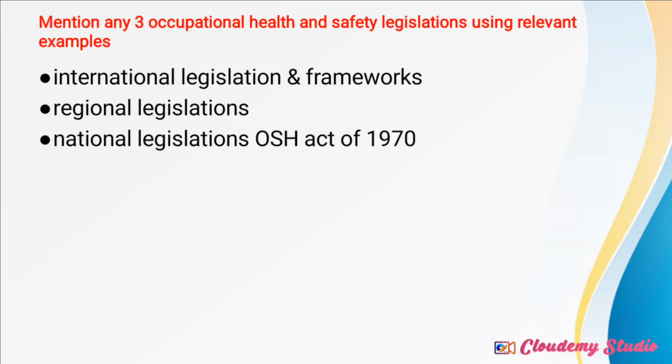mention any 3 occupational legislations using relevant examples. This was part of the research I gave. We have international legislation frameworks, called ILOs. We have the regional legislations, where we are talking of the European Union. Then you have the national legislations. You have the OSH Act of 1970. You have the 2010. You have the 1999. So those are some of the occupational legislations.